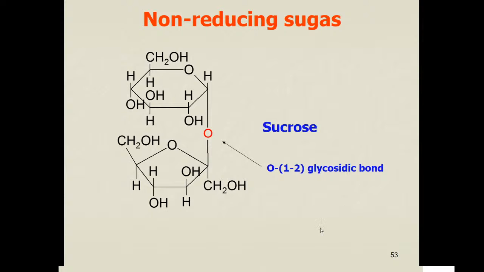For non-reducing, for example, sucrose. Sucrose can't be alpha or beta because both the alpha position glucose is bonded to the beta position fructose with an oxygen 1,2 glycosidic bond. It's alpha and beta at the same moment. That's why we say it's just O-glycosidic. First with the second, oxygen 1,2 glycosidic bond.